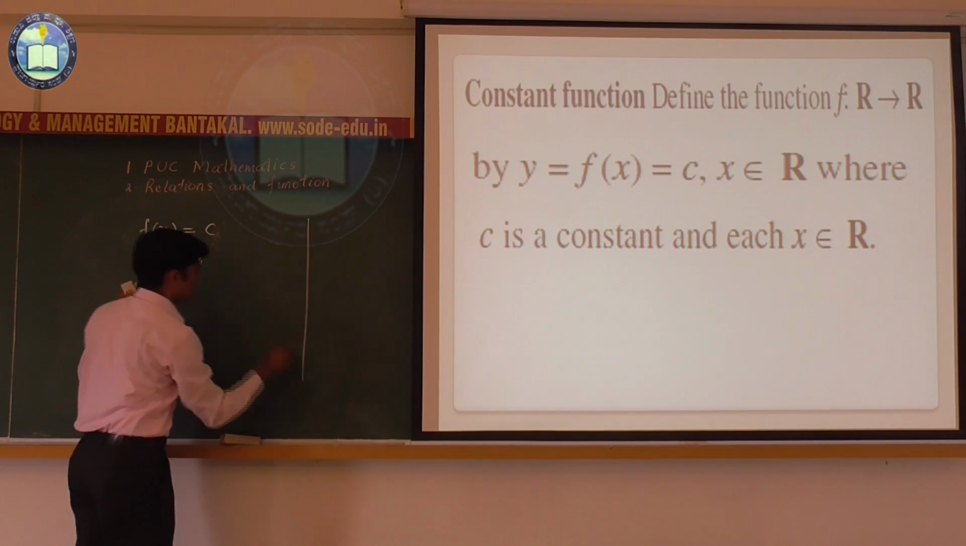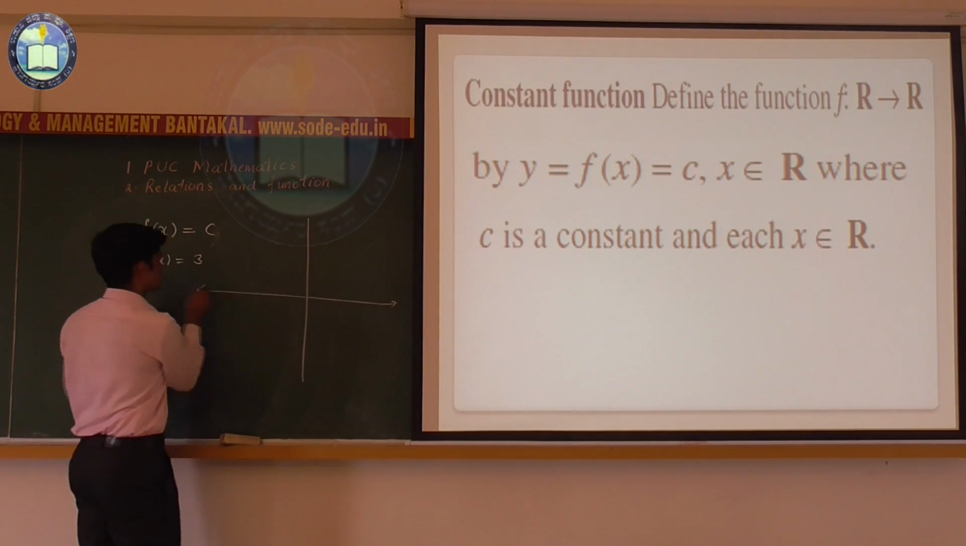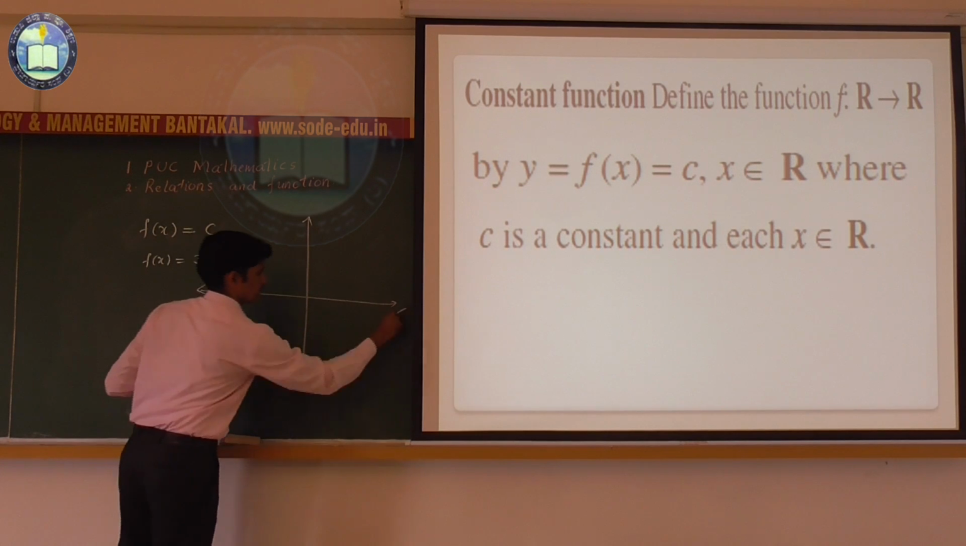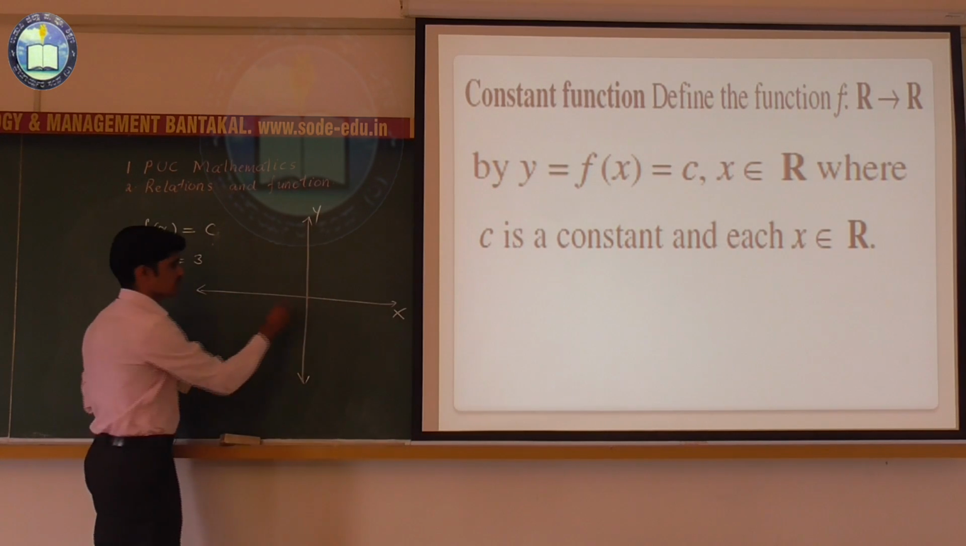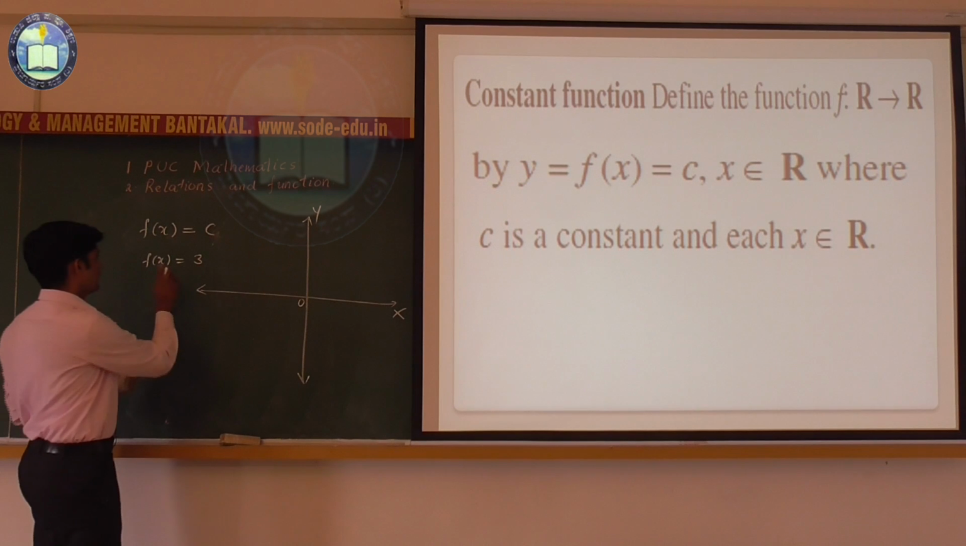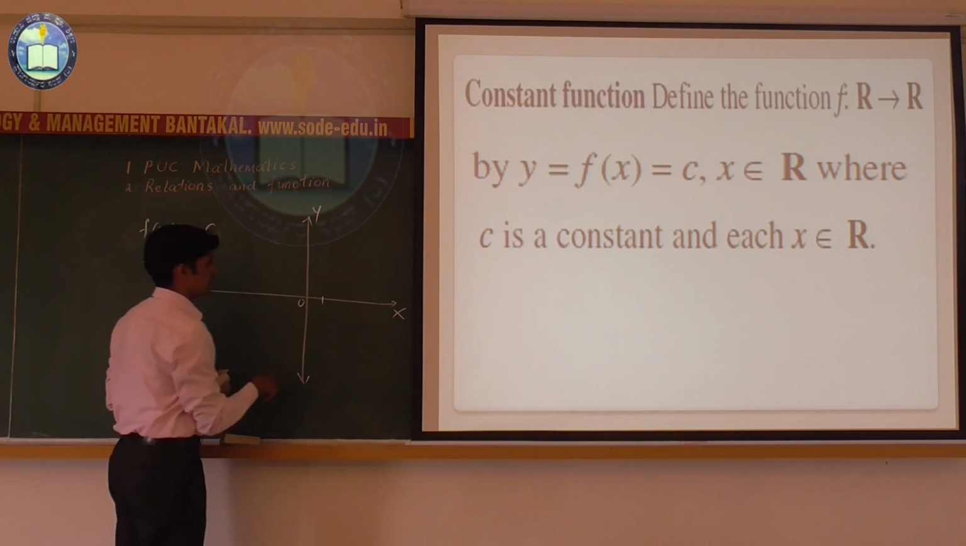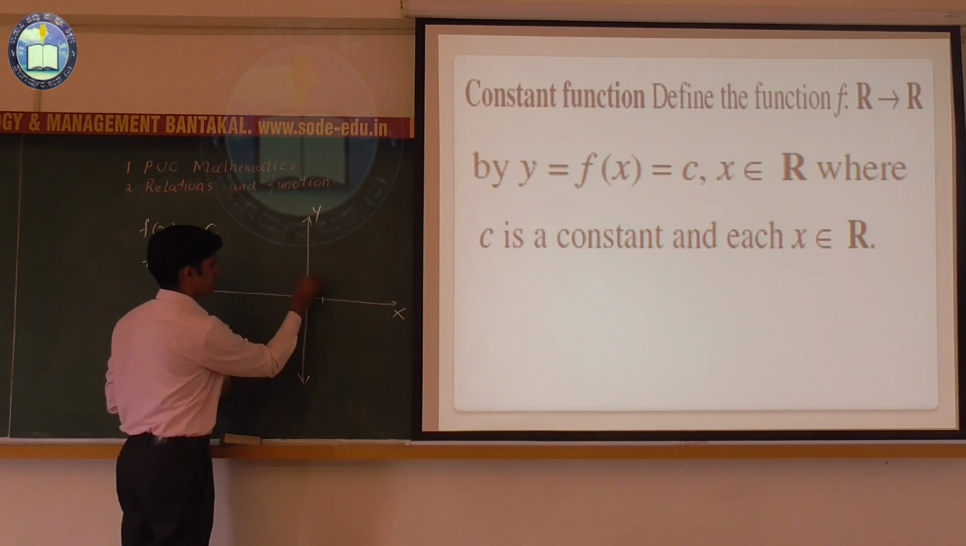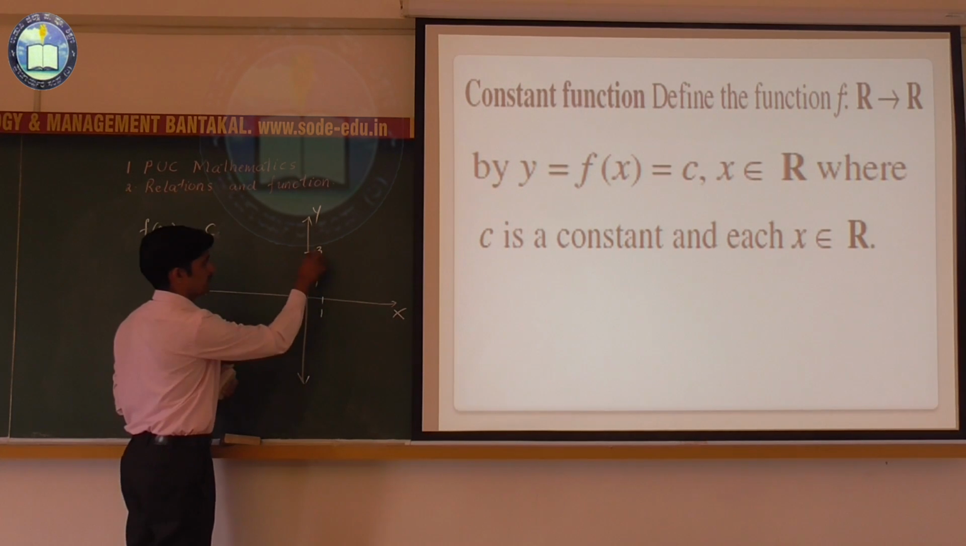And if you plot the graph of this, this represents the x-axis, the y-axis, and this is the origin. When we give x is equal to 1, the value of y remains 3. The value of y is 3.